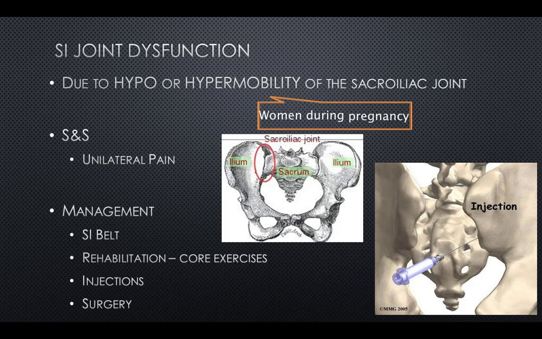Sacroiliac joint dysfunction is due to a lack of or excessive mobility at the sacroiliac joint. It is common during pregnancy, especially closer to labor. Signs and symptoms of SI joint dysfunction include unilateral pain, or one-sided pain. Management may include an SI belt, which will help support the joint, rehabilitation with a focus on core exercises, injections, or possibly surgery.